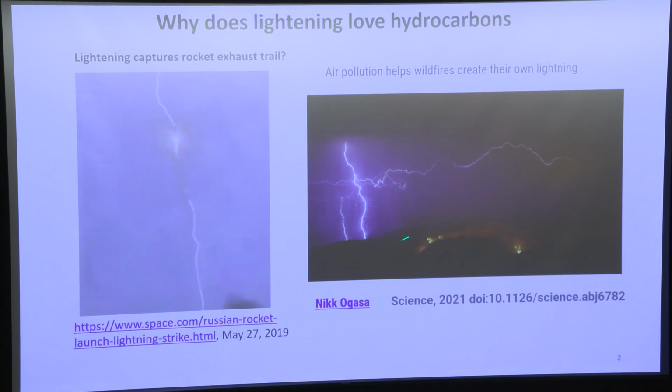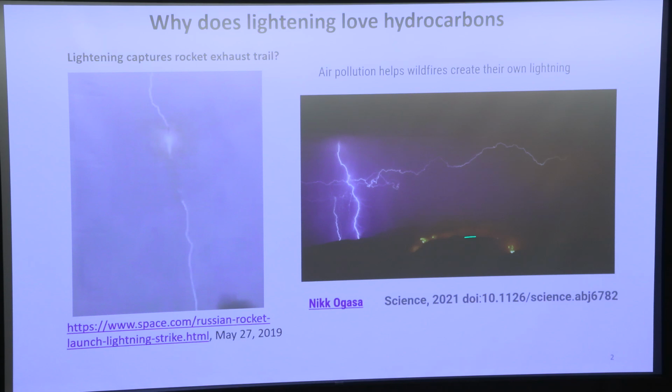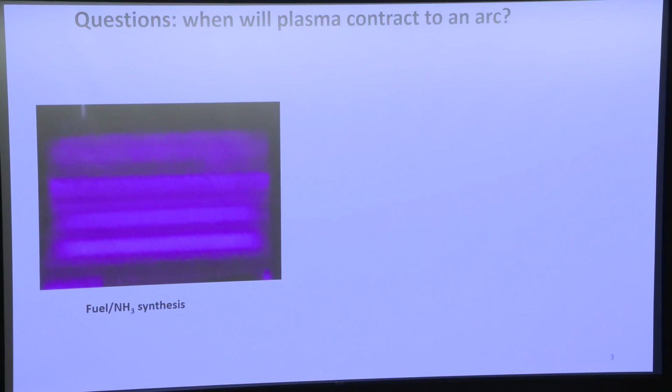So then I Googled, and found a Science paper by Nikka Augusta. They say lightning struck the forest fire, and because when forests burn they create a lot of hydrocarbons, those hydrocarbons catch lightning. So it seems similar here. That really triggered me to try to understand this.